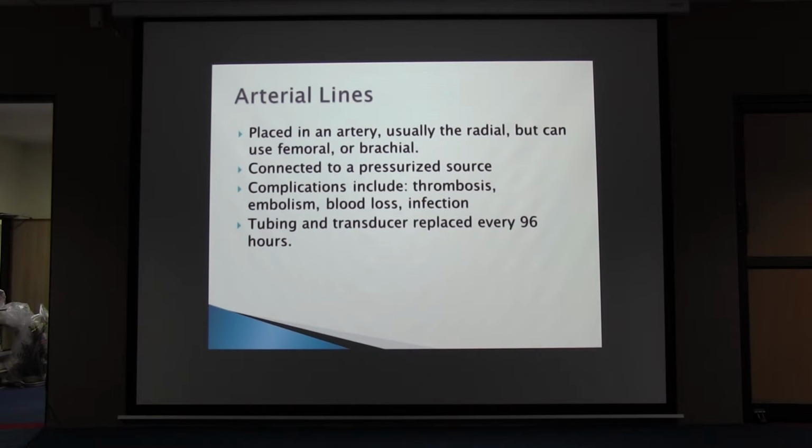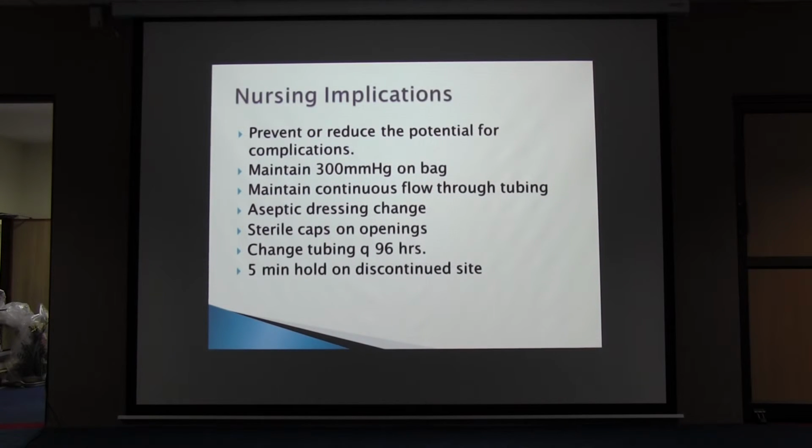It can end up in thrombosis. It can end up in embolization, and blood loss, because the arterial line is there for a longer time. It can have infection. That's the reason why you should change the tubings and the transducer every 96 hours. So as a nurse, you should take care of all these things. You prevent or reduce the potential for complications while you are placing it. Think about the complications, and place the arterial line carefully.